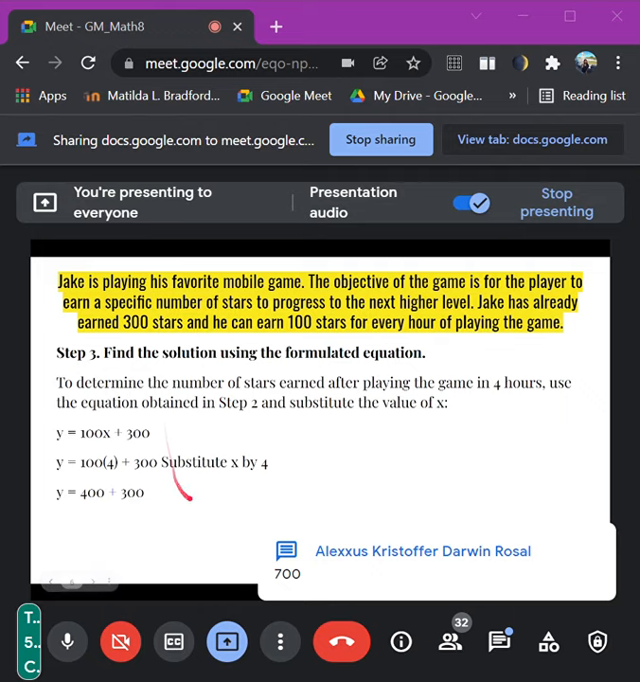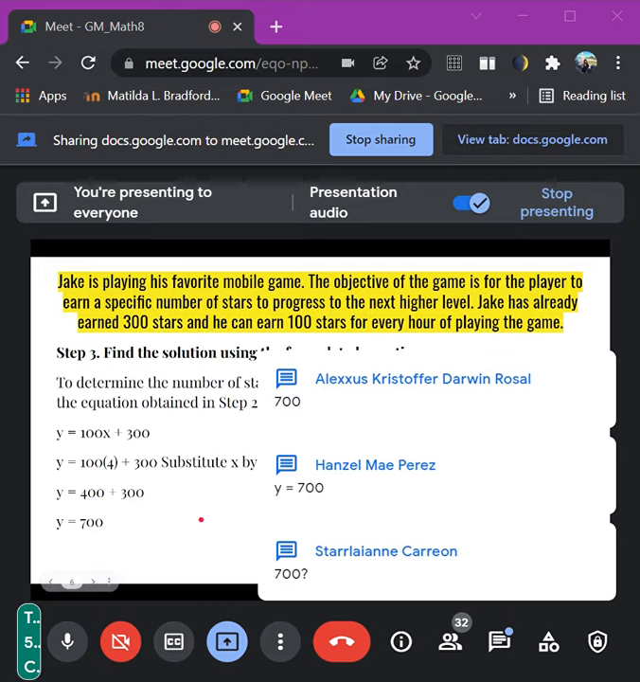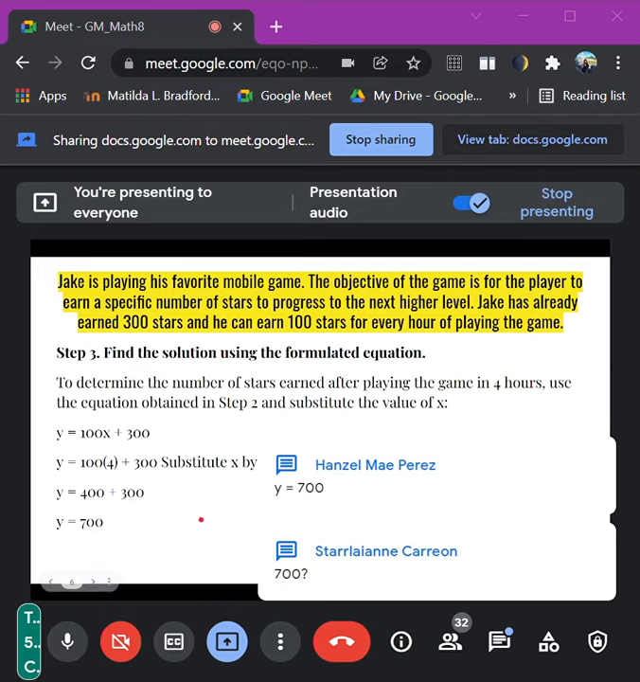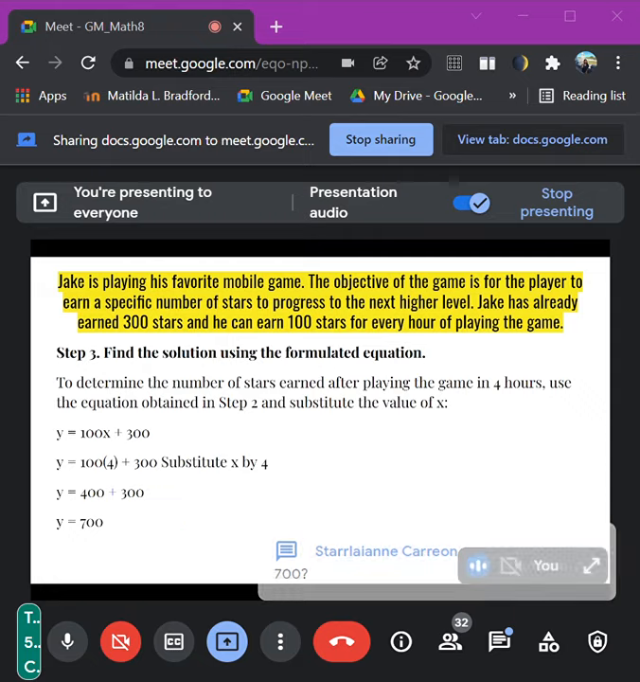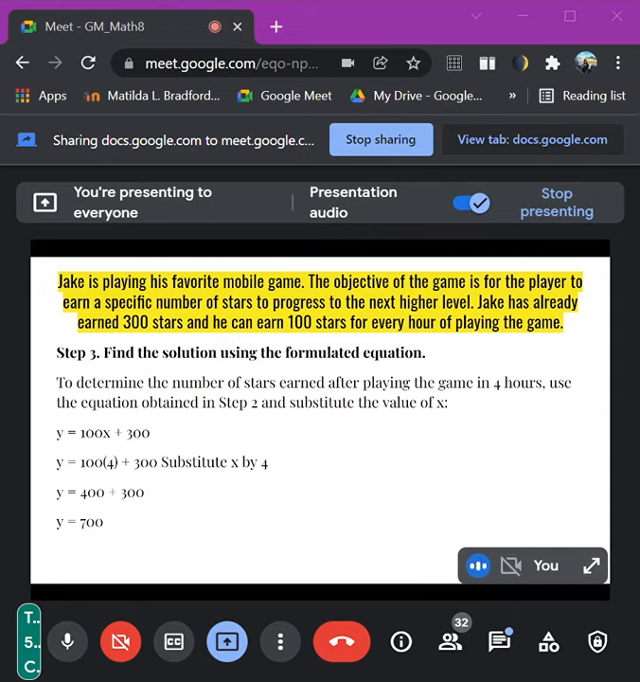Okay, that is 700. So meaning to say, Jake will earn 700 stars if he plays the game in 4 hours. Okay? So that is the number of stars he will receive, all in all, what he earned and what he will still earn in every hour of playing the game.